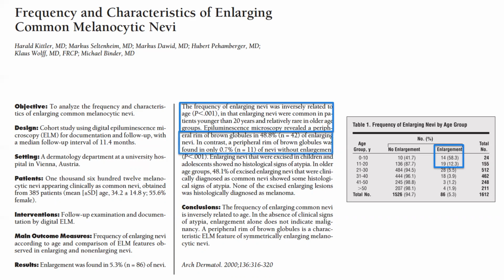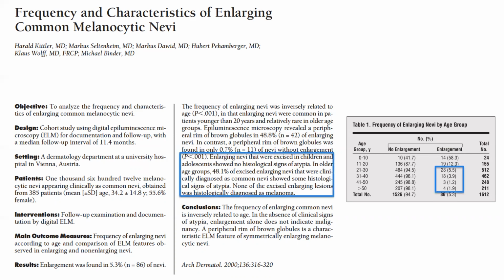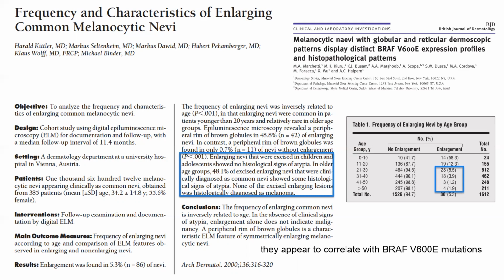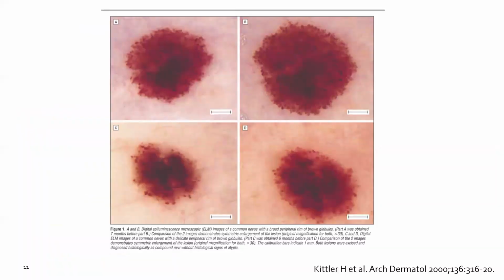However, the presence of growth after this age indicated in some cases that there was some degree of atypia, but they could not identify any melanoma in this series. However, these more atypical lesions with this growth and these peripheral globules seem to correlate with the presence of BRAF mutations. Here are some examples of this classic pattern of peripheral globules surrounding a reticular nevus.